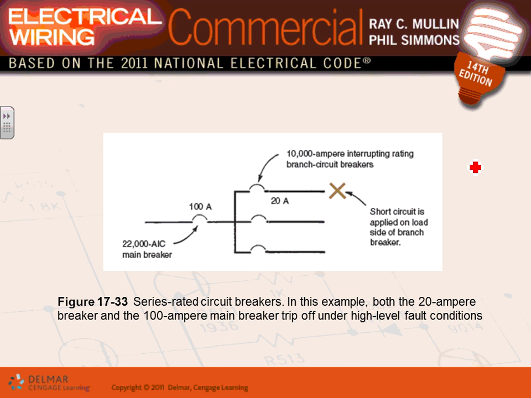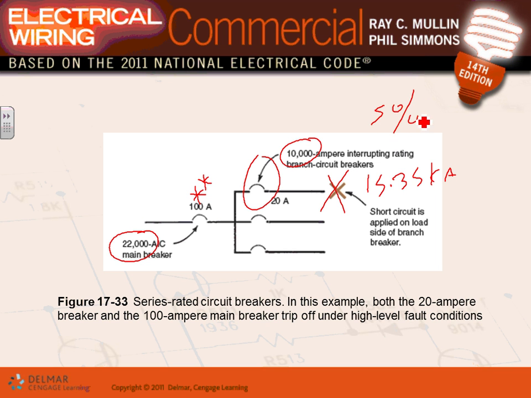When it's series rated, here's what it is. This guy is rated for 22. This guy is rated for 10. The short circuit right here, say, is 15.35 thousand amps. Under this condition, this guy will not try to interrupt it, and the one that will interrupt is the main circuit breaker. You will lose selectivity, but knowing that this condition will happen probably only 5% of the time, you can live with it. So up to 95% or 90% of the time, you're protected.